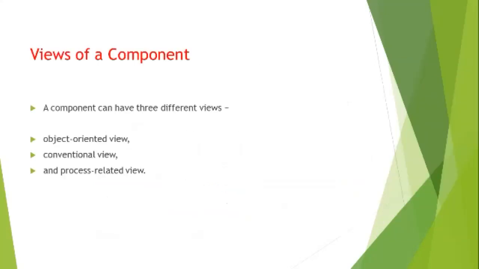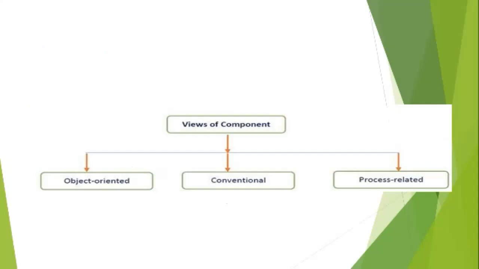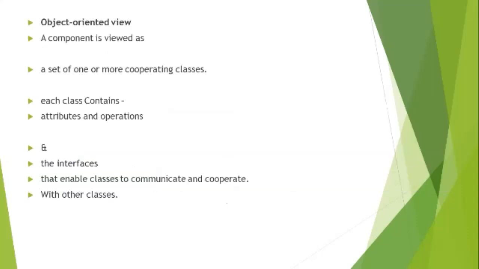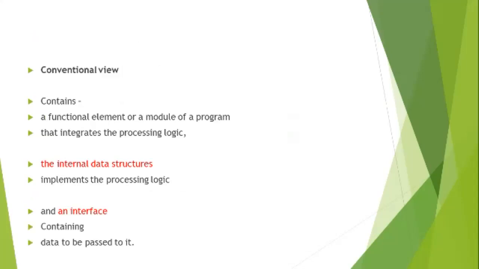Views of component. A component can have three different views: object oriented view, conventional view, and process related view. This is the view of component. It is divided into object-oriented, conventional, and process-related. In the object-oriented view, a component is viewed as a set of one or more cooperating classes. Each class contains attributes and operations and the interfaces that enable classes to communicate and cooperate with other classes.